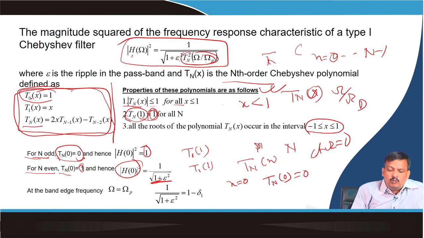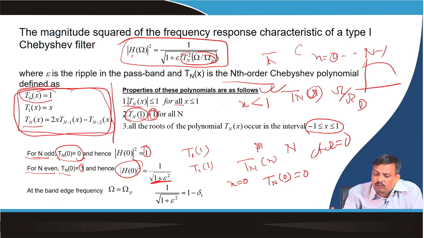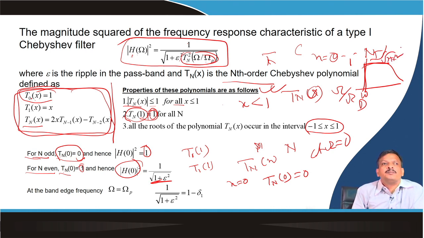Okay. So, when I approximate that filter, at omega equal to 0, the maximum is 1 in case n is odd. In case n is even, this is nothing but 1 by root over of 1 plus epsilon square. Epsilon is the passband ripple if n is even.